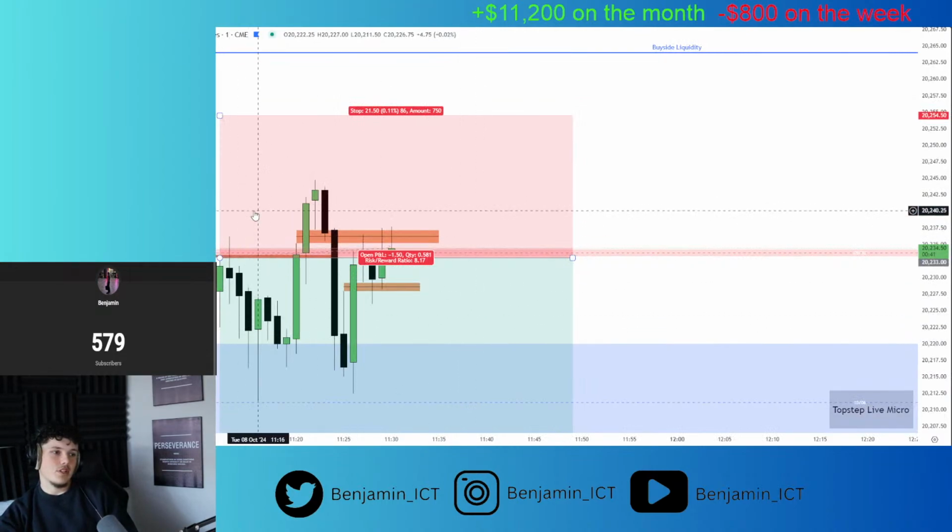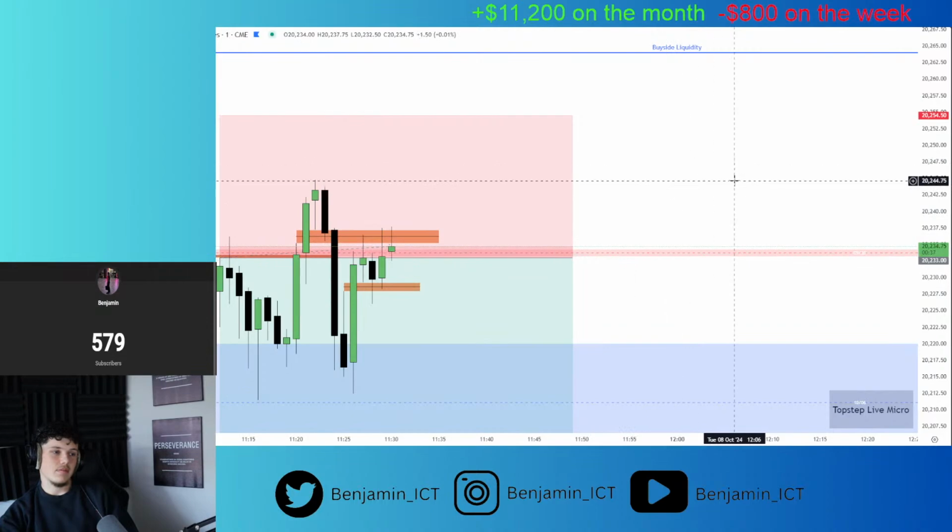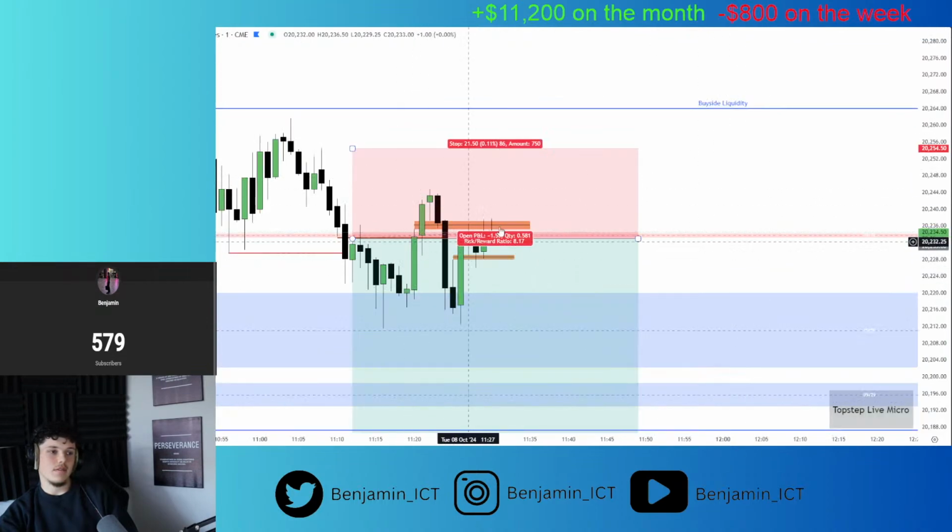So far, we're getting rejection off this inversion right here. This is the inversion that broke this high, so it's a little bit stronger than this inversion.